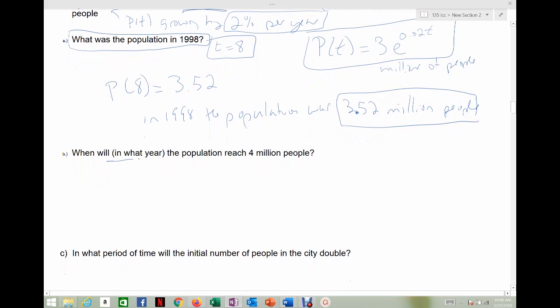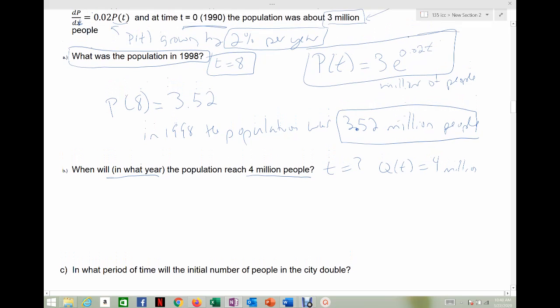All right, the next question. In what year will the population reach 4 million? And so this time, we're given a quantity, and we want to solve for time, right? Given, after that time period, we reached 4 million. And so I'm going to take my equation, this equation I found here, and set it equal to my 4 million and solve for the time. A similar process to what I talked about on the last set of notes. So 4 equals my equation, 3e to the 0.02 times time.